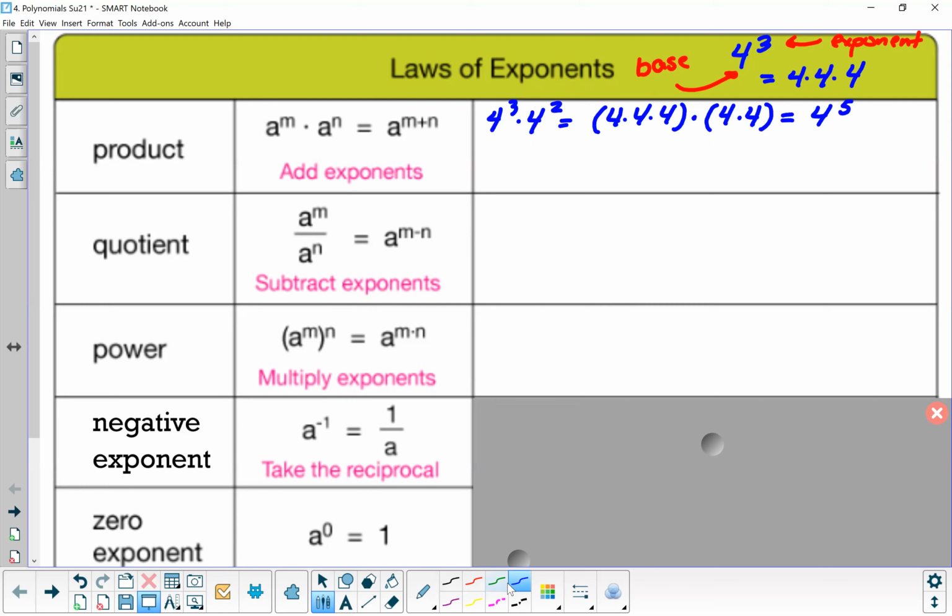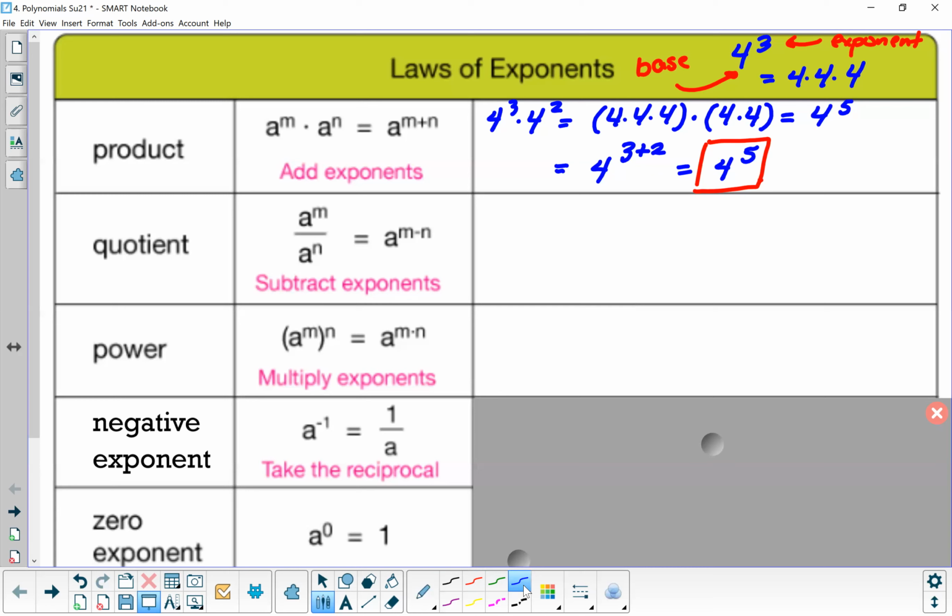Now, the product rule says instead of expanding our problem in this way, if we're multiplying, we can just add our exponents. So we would have done 4 to the power of 3 plus 2, and that gives us 4 to the 5th. And as you can see, we would have arrived at our simplified expression in a much quicker fashion.